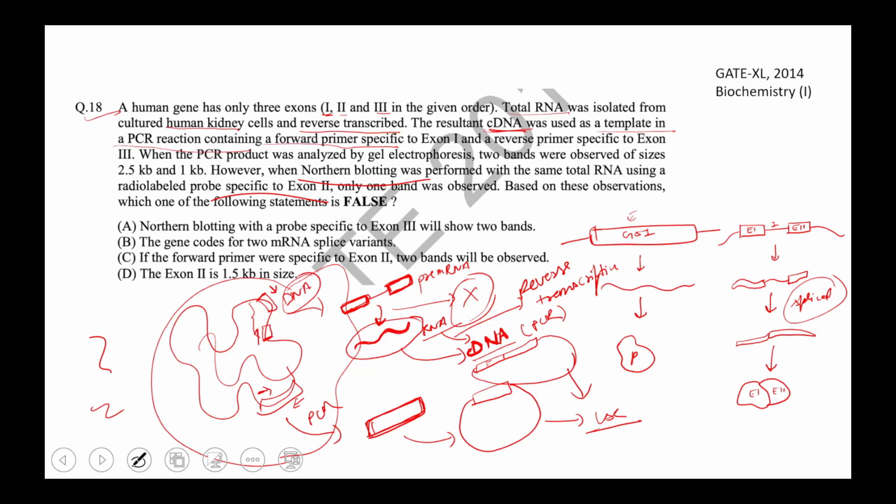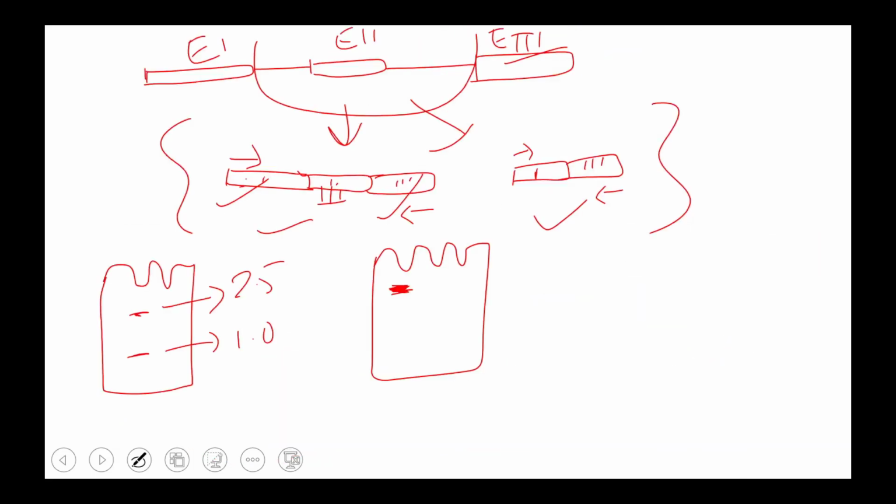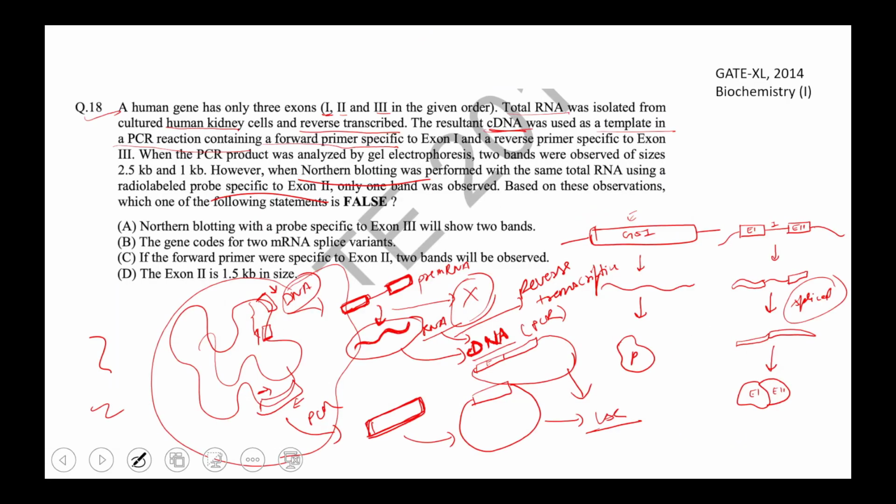The first statement is: northern blotting with a probe specific to exon 3 will show two bands. If the total RNA is run here and the probe used is specific to exon 3, it would have recognized both these RNAs. That is why it would have given two bands. So that is what the statement says, and that is the correct statement.